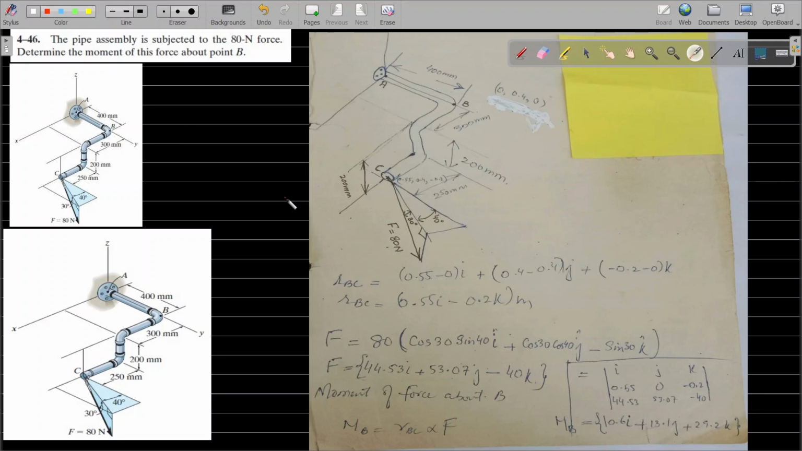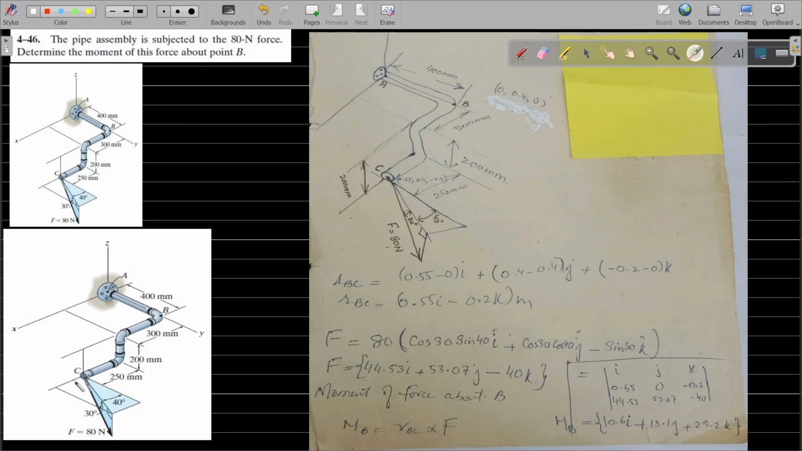Here we have enlarged our figure, and let's start by first calculating the coordinates. What will be the coordinates of point A? It will be 0, 0, 0. What will be the coordinates of point B? The coordinate along the x-axis is 0. Along the y-axis it is 400 millimeters, which is 0.4 meter, and along the z-axis it is lying on the xy plane, so it is 0. So this is the coordinate of point B.